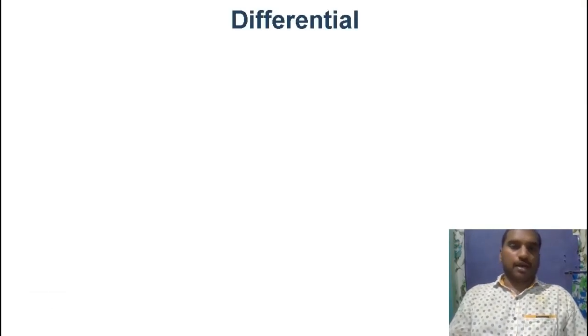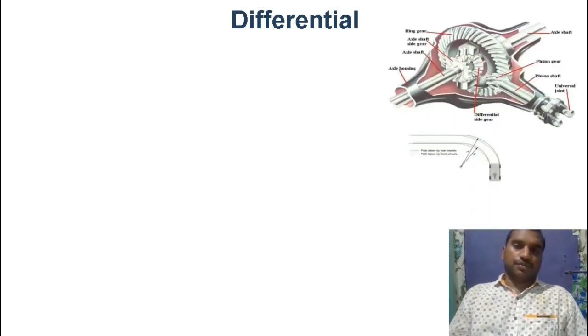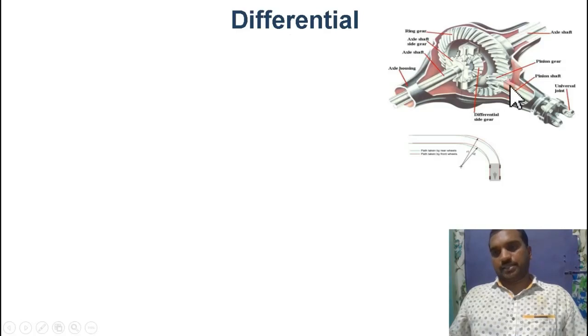Coming to the next part, that is the differential, right? If you observe the differential, the diagram will be like this. It consists of a bevel pinion, crown wheel, two sun gears, and two planet gears. Sun gears are connected to the axle. Planet gears are connected to the cage, to the crown wheel, right? Right angular power transmission is possible with the help of the differential. Final speed reduction can be obtained with the help of the bevel pinion and crown wheel. It sets the different speeds while taking a turn, right?